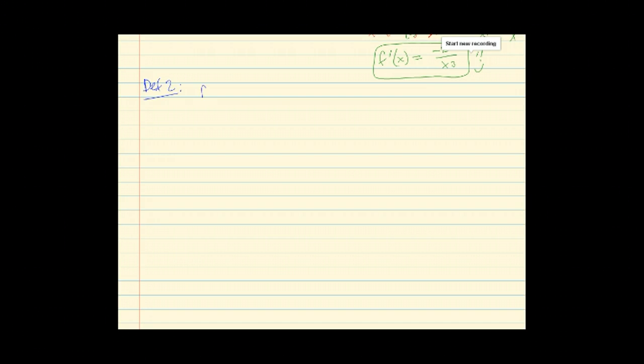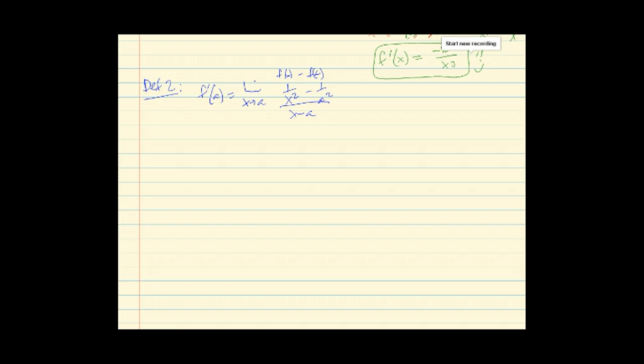Definition number 2 is f prime of a is equal to the limit as x approaches a, and it's going to be f of x minus f of a all over x minus a. So my function was 1 over x squared, so f of x is 1 over x squared. F of a would be 1 over a squared.